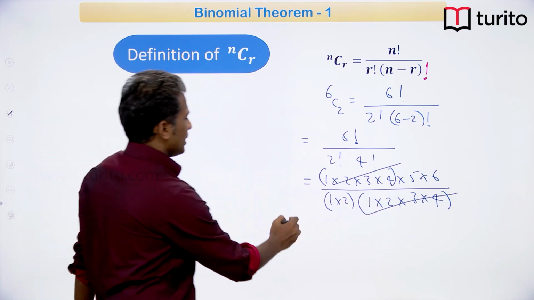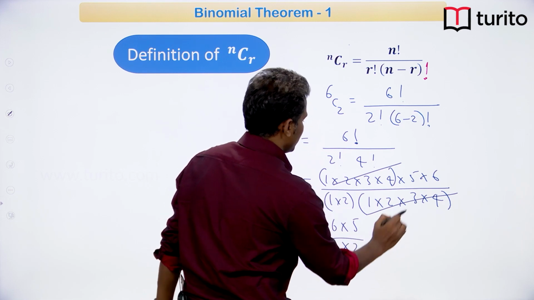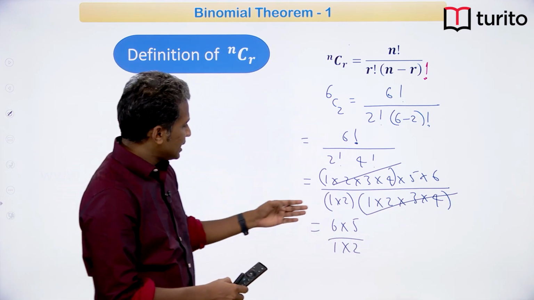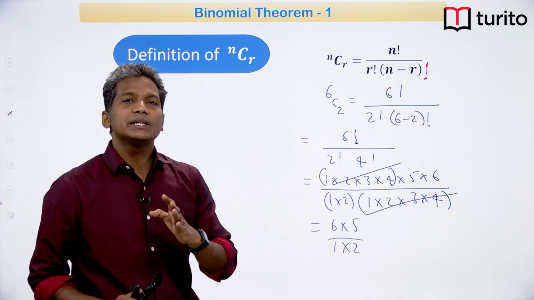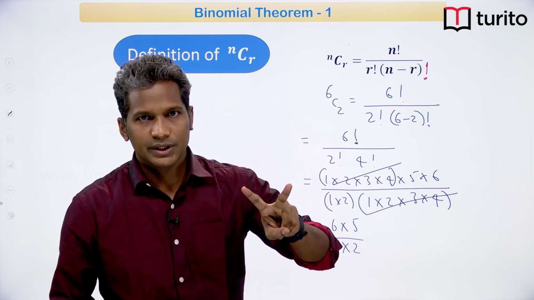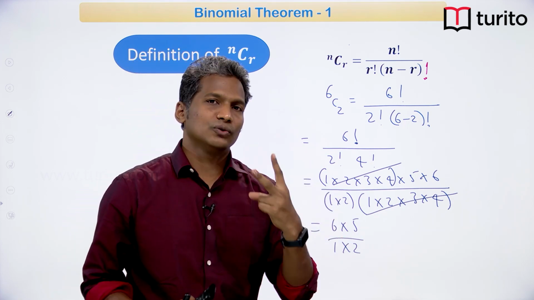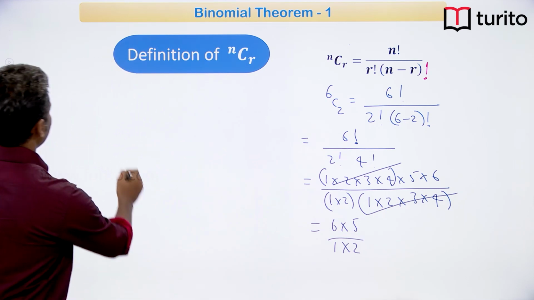Now whatever is remaining, if you observe this, it is 6 into 5 by 1 into 2. This is actually telling us something. It says if you want to calculate 6C2, starting from 6, take only 2 numbers and divide that with 2 factorial. Let us say you are interested in 10C3.